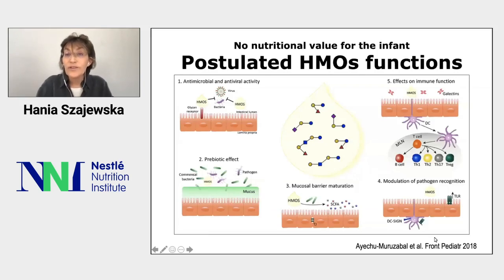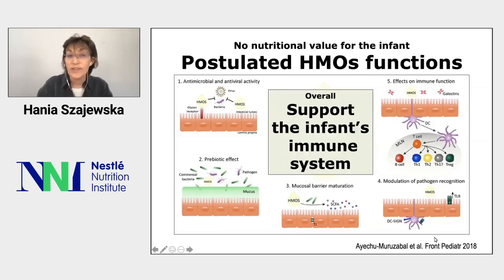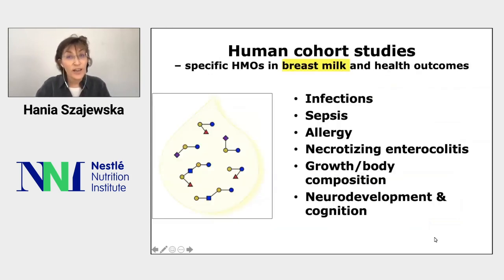2FL. You will hear a lot about this human milk oligosaccharide during my presentation. HMOs have no nutritional value for the infant. Still, they have a number of functions, which I will not go into in detail. They support the infant's immune system. Examples include prebiotic effect, antimicrobial, and antiviral effects, which are covered in other presentations.